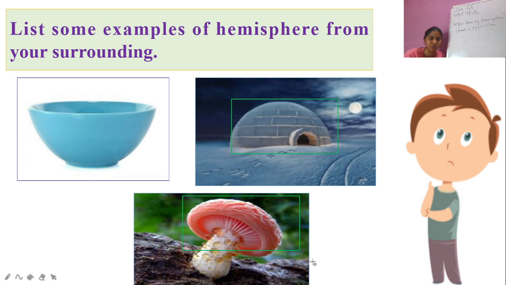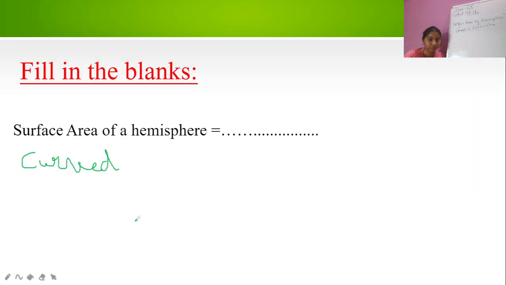So now students, you have to tell me the surface area of a hemisphere. Let me talk about it firstly. Tell me your answer for the curved surface area. Yes, for the curved you have to tell me. Yes, for the curved we have 2 pi r square. Yes, students. Okay, so this is our answer for the curved surface area.